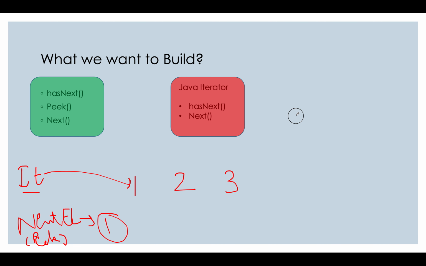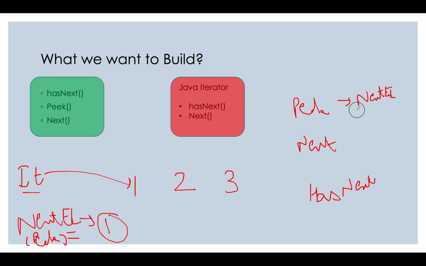Now we have to write three logics: peek, next, and hasNext. So let's iterate through the list and understand how we are going to write this. If peek is called, we will immediately return the next element. So this points to nextEl. Please note that we have not actually moved to the next element. We have just peeked at the next element, and in this case it is 1, and we returned 1 from it.